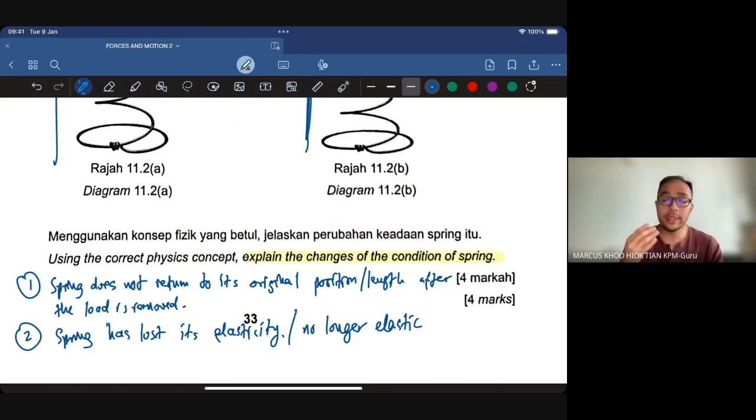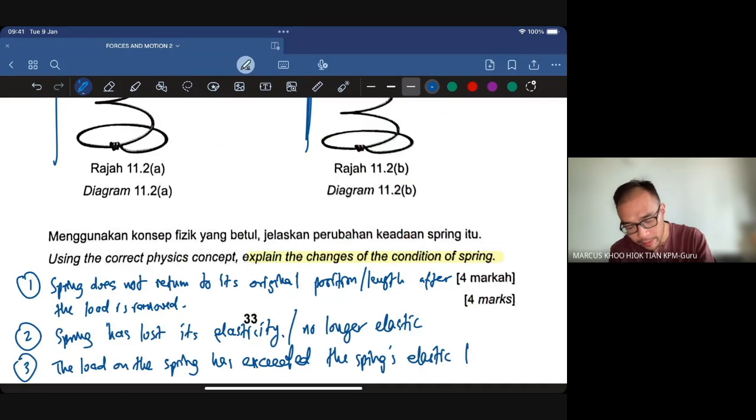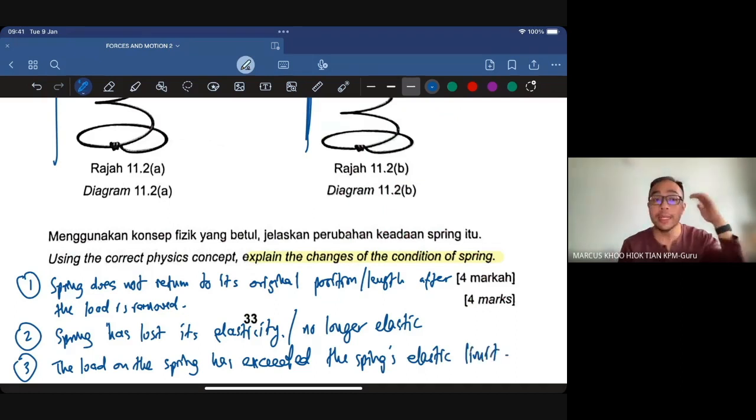And so the question becomes, why does the spring lose its elasticity? We go back to Hooke's law. It loses its elasticity because the load that you put on it has exceeded the elastic limit. So that's the third point: the load on the spring has exceeded the spring's elastic limit. It exceeded its limit.